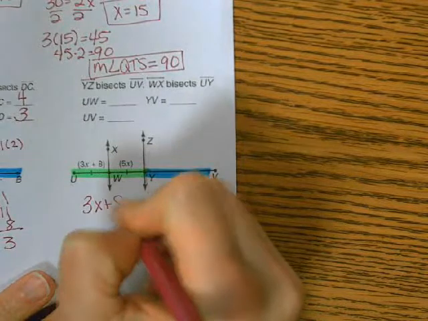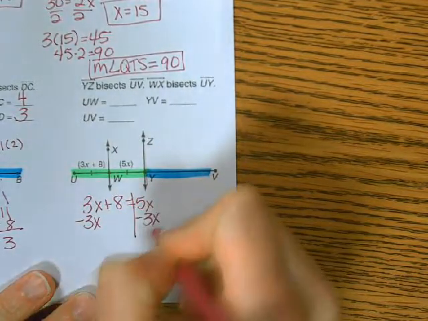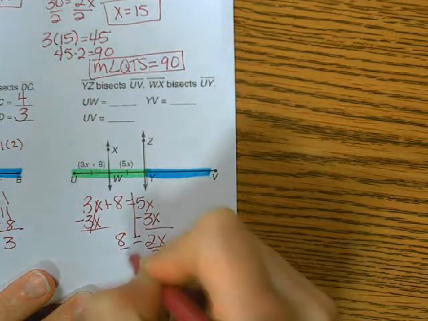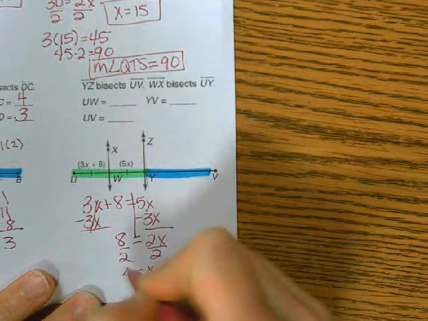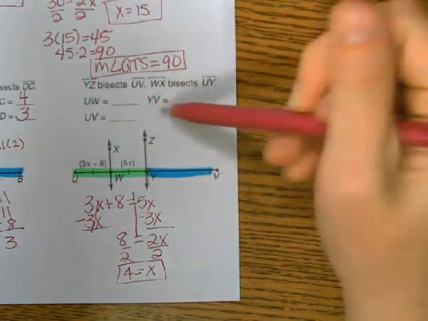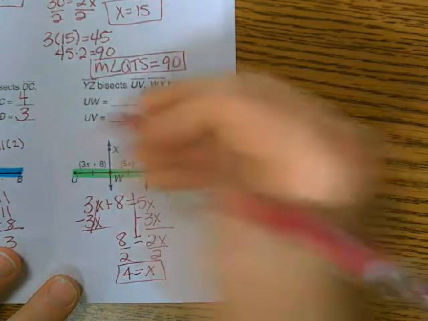So 3X plus 8 equals 5X. Subtract 3X from both sides. So we get 8 equals 2x, divide by 2, and x equals 4. Okay, so if x equals 4, they're asking us to find all of these different lengths. So we're going to plug in 4 here. I like this one because it's an easier equation.